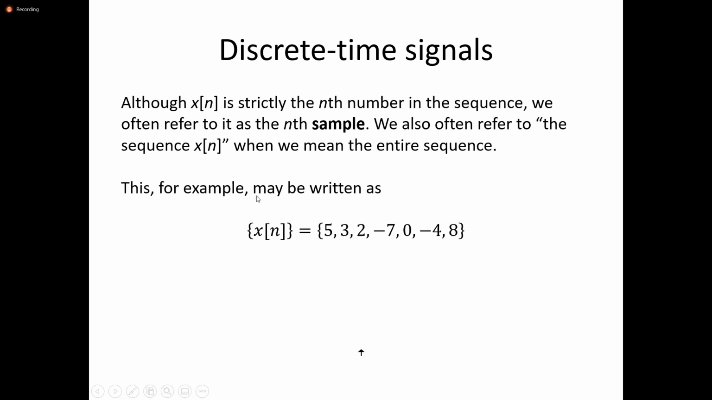Okay, so let us get really down to our sequence. Here is a sequence we have written. Our sequence is x, and the values are shown here, x[n]. We just chose a short sequence: 5, 3, 2, minus 7, 0, minus 4, 8.